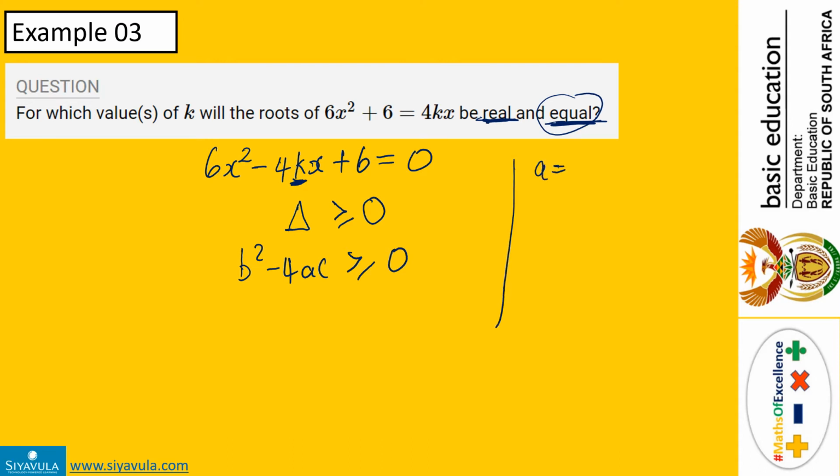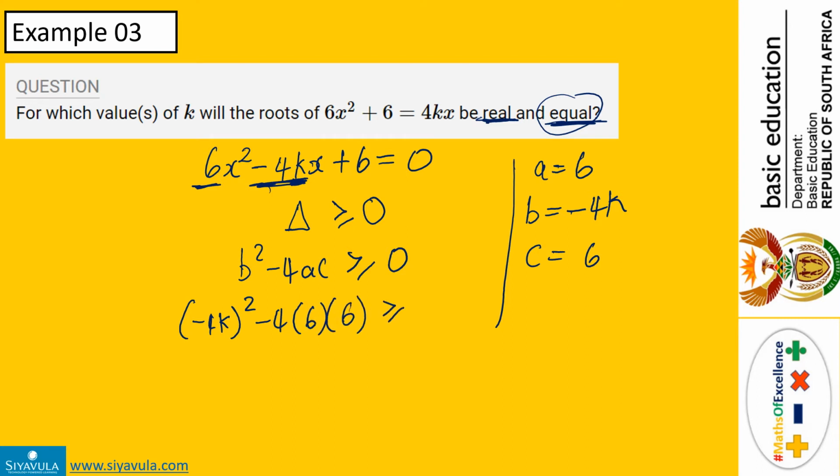We know our a is the coefficient of x squared, the number behind x squared, which is 6. Our b is the coefficient of x, and we can see it's minus 4k. Be very careful there. Minus 4k is your b. Then our c is the constant, which is positive 6. We can substitute to get minus 4k squared minus 4, our a is 6, our c is also 6, greater or equal to 0.